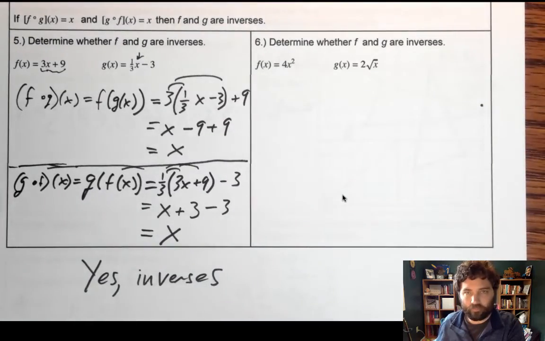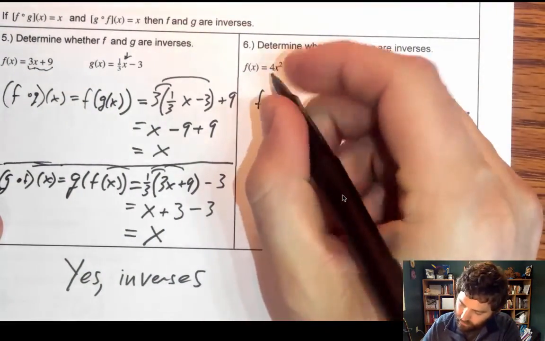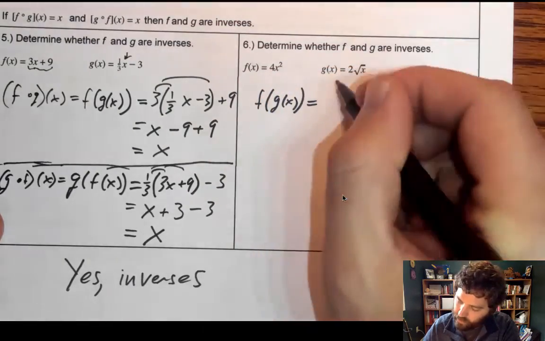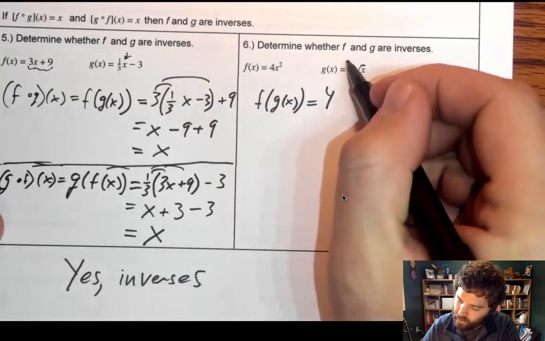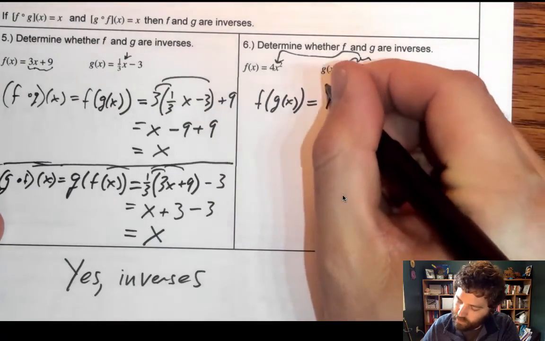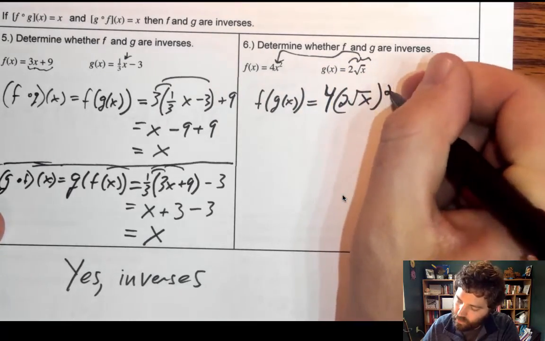All right, let's check the next one. Determine whether f and g are inverses. So let's go find f of g of x. I'll just skip right to this notation, f of g of x. So that's going to be 4 times, I'm going to take g and plug that in here for x. So I get 4 times (2 square root of x) squared.